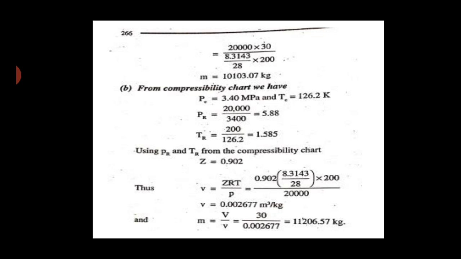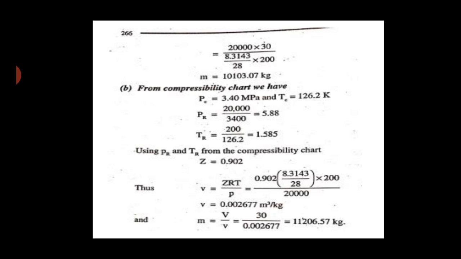P into V, divided by R, which is 8.3143 divided by 28. Nitrogen is N2. N2 means 14 into 2 is 28. And T is 200 Kelvin as given. So they are given pressure, volume and temperature. You know the molecular weight of nitrogen as 28. So you found out the mass as 10103 kilograms. Okay. This is using the ideal gas equation with the relation PV is equal to MRT directly.